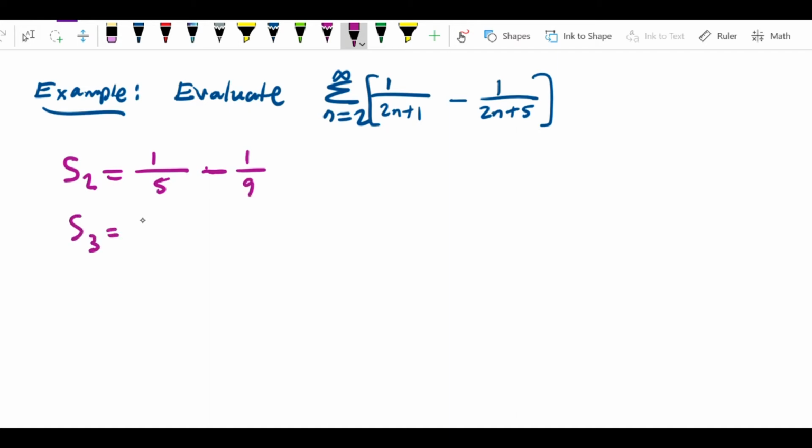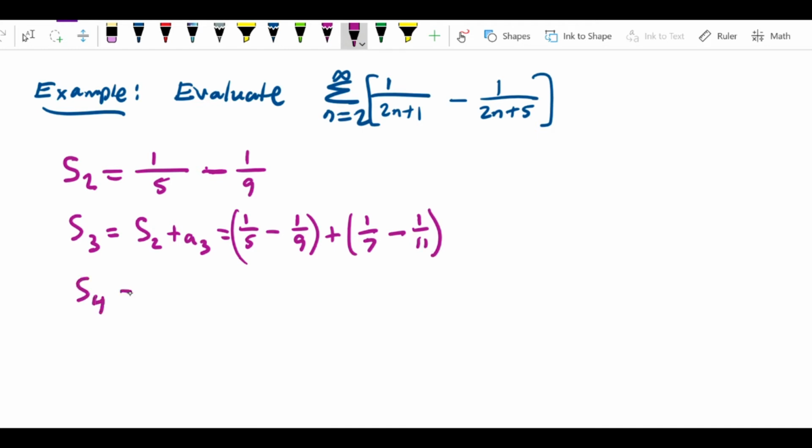S3 is equal to S2 plus a3, the previous partial sum plus the next term. So 1 over 5 minus 1 over 9 plus, if I let n equal 3, then I get 2 times 3 is 6 and 1 is 7, and again 6 and 5 is 11. So we have 1 over 5 minus 1 over 9 plus 1 over 7 minus 1 over 11. You don't see any overlap here yet, so we're going to have to keep going to see what the pattern is.